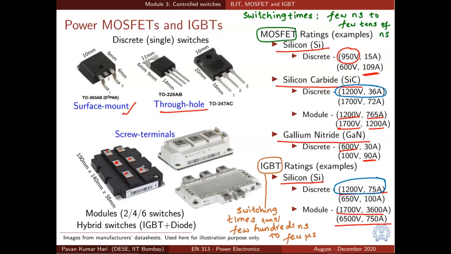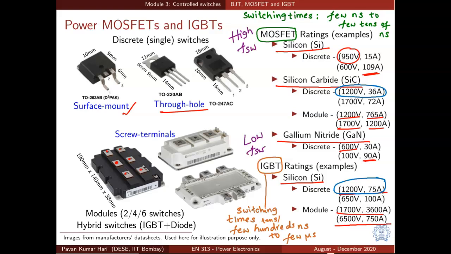MOSFETs can switch much faster than IGBTs. They can switch within a few nanoseconds, and could take up to a few tens of nanoseconds to turn on or turn off. Whereas IGBTs, the low current IGBTs, could take a few tens of nanoseconds to switch, but typically a few hundreds of nanoseconds are required for an IGBT to turn on or turn off, and it can go all the way up to a few microseconds when you go to very high current IGBTs, like thousands of volts and thousands of amperes being blocked and conducted.